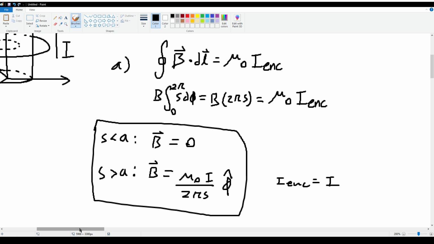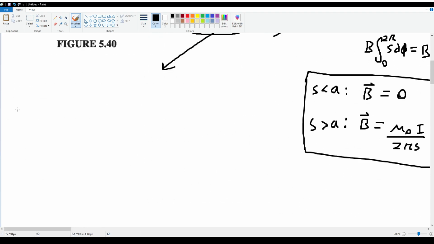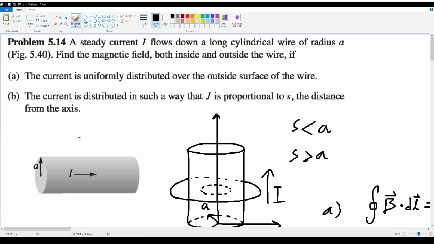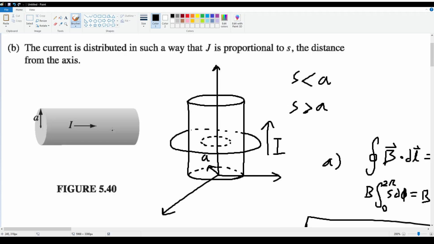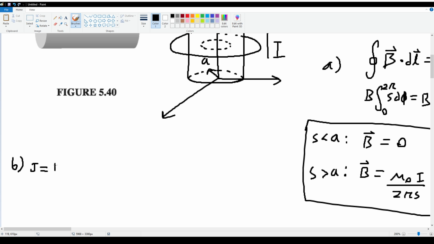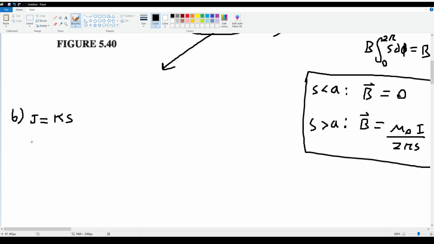And now we'll look at part B. And part B will be ever so slightly more complicated. With part B, we have a current density. So we have J, right? J proportional to S. So J equals KS. And the first thing we want to figure out is what that K is. And so what we'll do is we'll use the formula for current here.